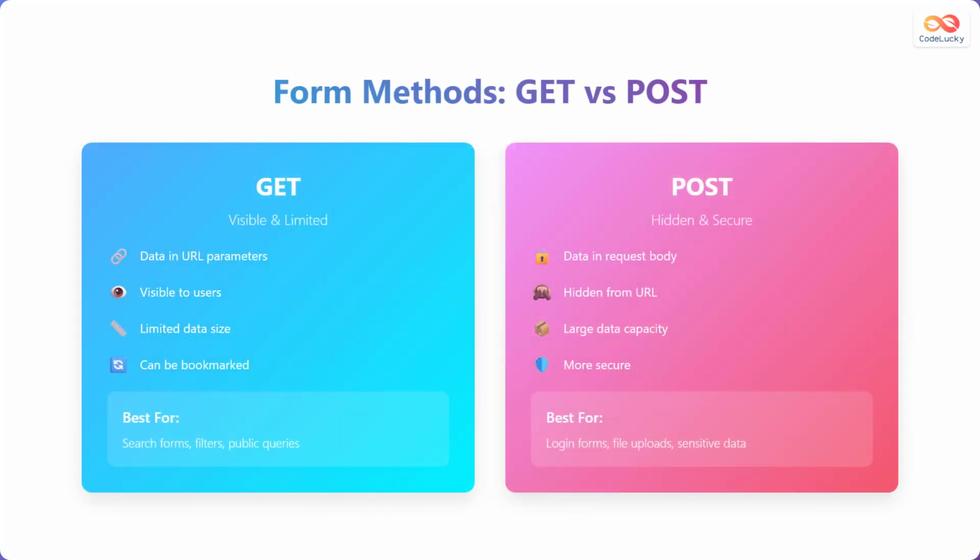Now let's compare the two primary form methods, get and post. The get method sends data in the URL parameters, making it visible to users, is generally used for search forms, filters, and public queries. Since the data is visible, it has limited data size. However, get requests can be bookmarked. Post, on the other hand, transmits data in the request body, hidden from the URL, and is more secure than get. Post is capable of handling large amounts of data, making it ideal for login forms, file uploads, and sensitive data submissions.